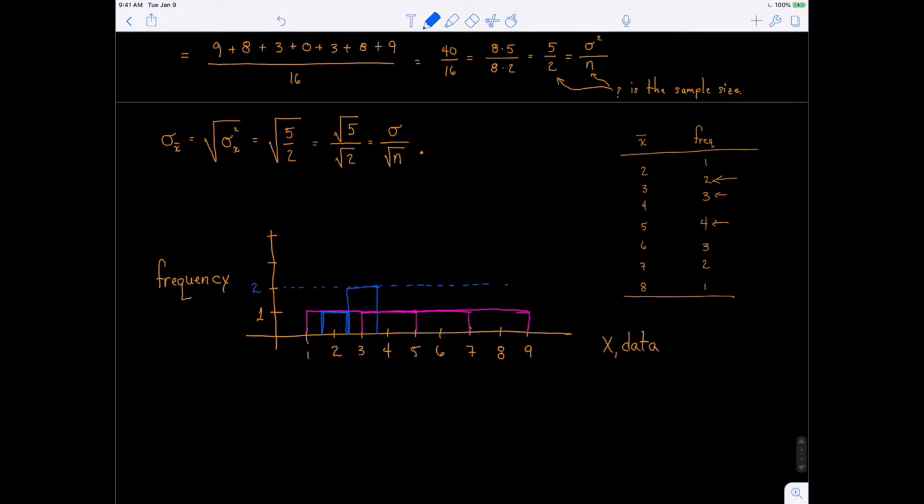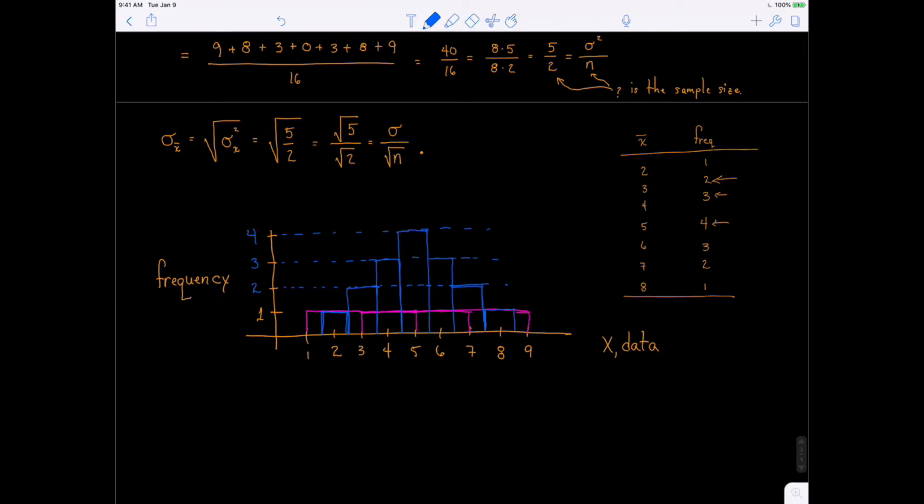And then 4, that one goes all the way up to 3. 5 goes up to 4. The 6 goes up to 3. The 7 goes up to 2. And the 8 goes up to 1.